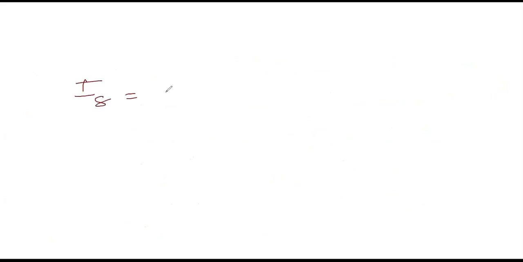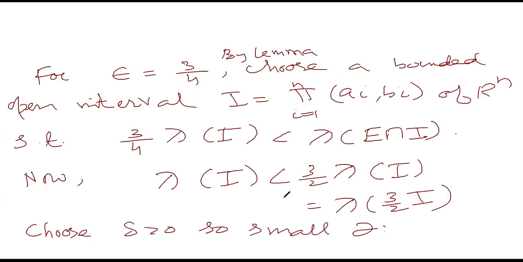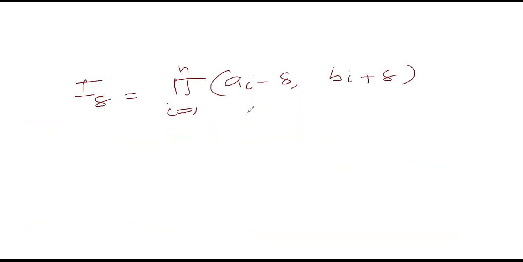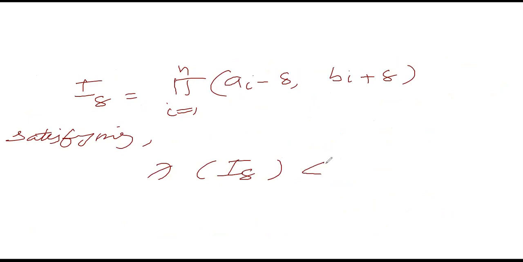we define the interval I delta, which is the product of again n copies, but these intervals are bigger than the intervals a_i b_i, because we are subtracting delta from the left side and adding delta on the right-hand side. So the length of this interval is obviously greater than the length of the interval I, but we choose delta so small that, since the Lebesgue measure of I is strictly less than the Lebesgue measure of 3/2 I, the Lebesgue measure of I delta will be strictly less than the Lebesgue measure of 3/2 times I. This can be done, satisfying that the Lebesgue measure of I delta is strictly less than 3/2 times the Lebesgue measure of I.